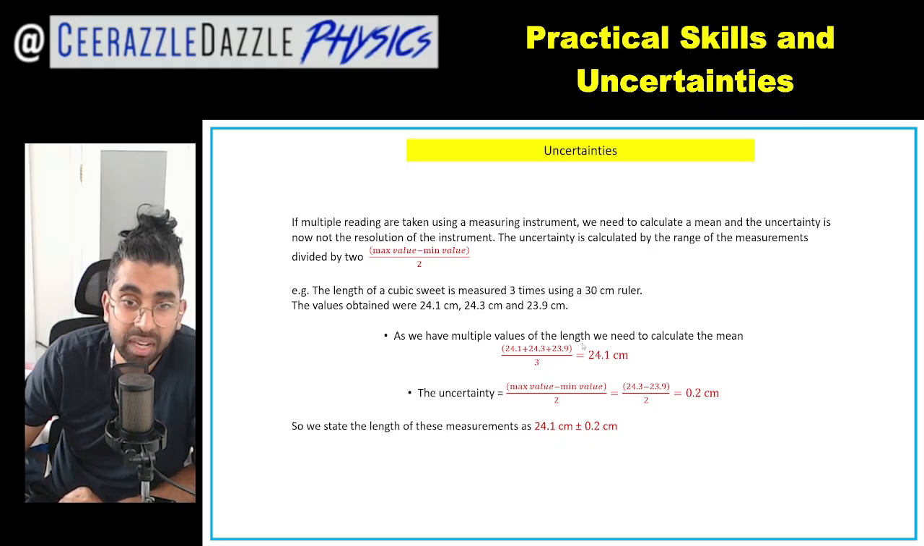As we have multiple values of the length, we need to calculate the mean first of all. So let's calculate the mean of this. 24.1 plus 24.3 plus 23.9 divided by 3 gives us our mean of 24.1.